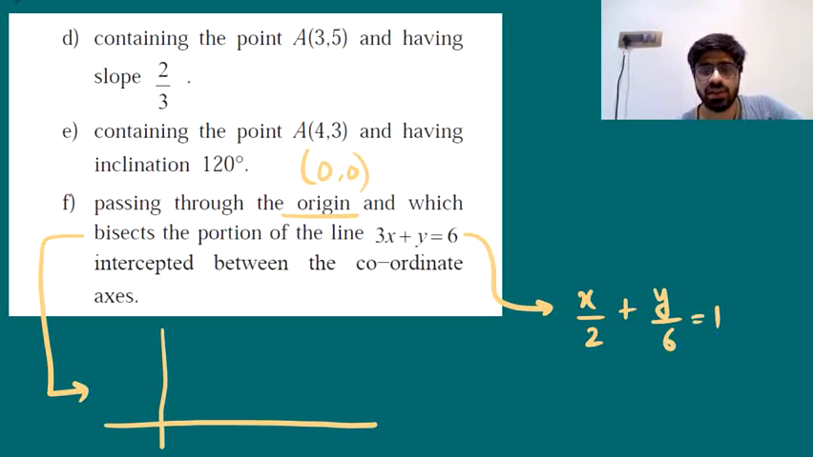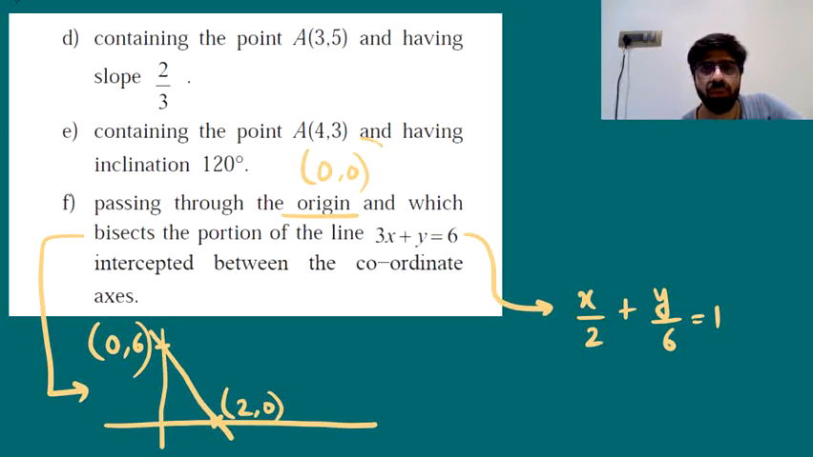It means that the x-intercept will be 2. That is, the point on x-axis through which the line passes is 2, 0. The y-intercept will be 6. That is, the point on y-axis through which the line passes will be 0, 6. This is your required line and the point through which our required line passes.